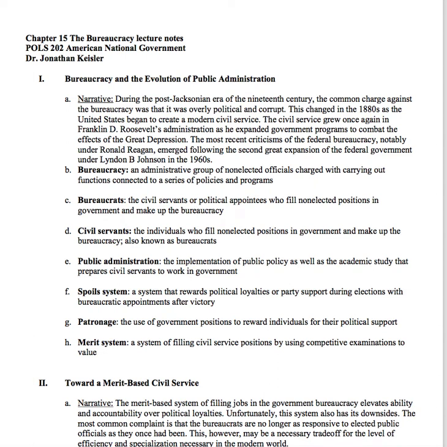Chapter 15, the Bureaucracy. Here are my lecture notes. Chapter 15 is broken down into 4 sections. The first section is Bureaucracy and the Evolution of Public Administration.